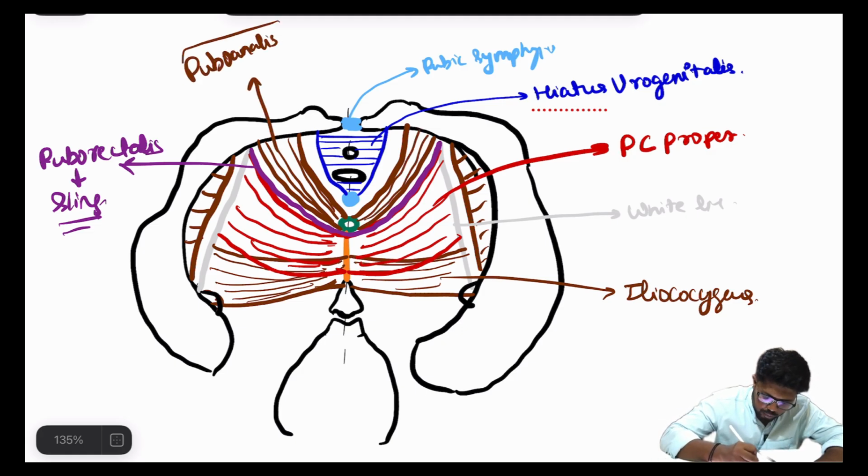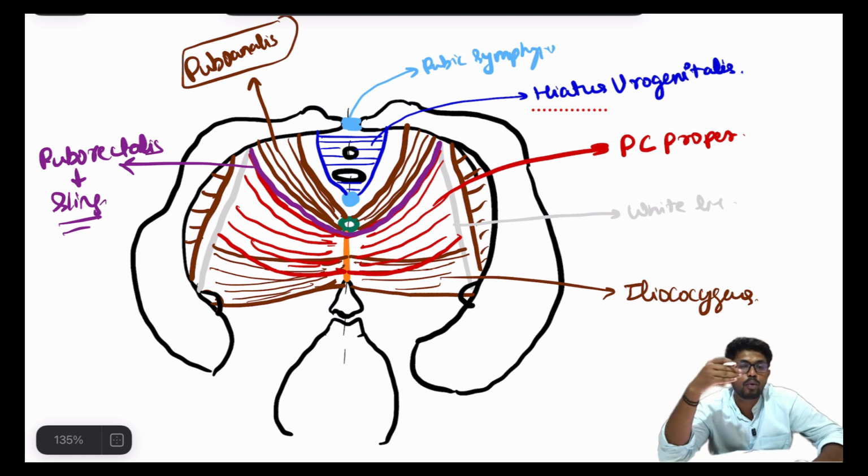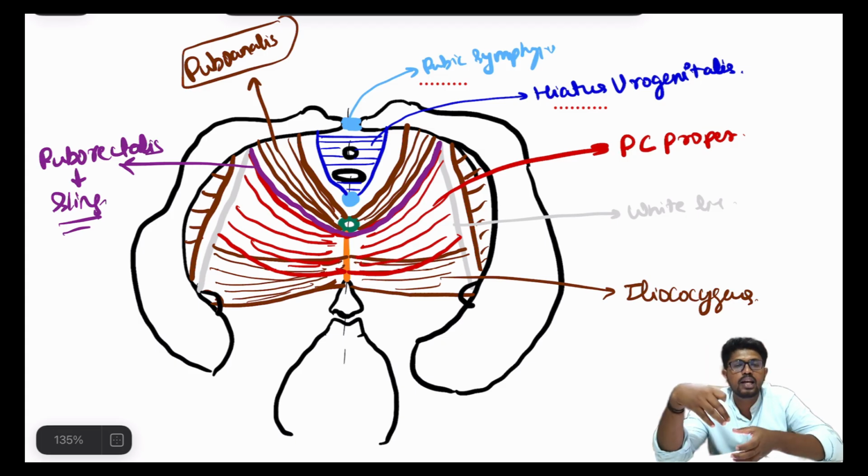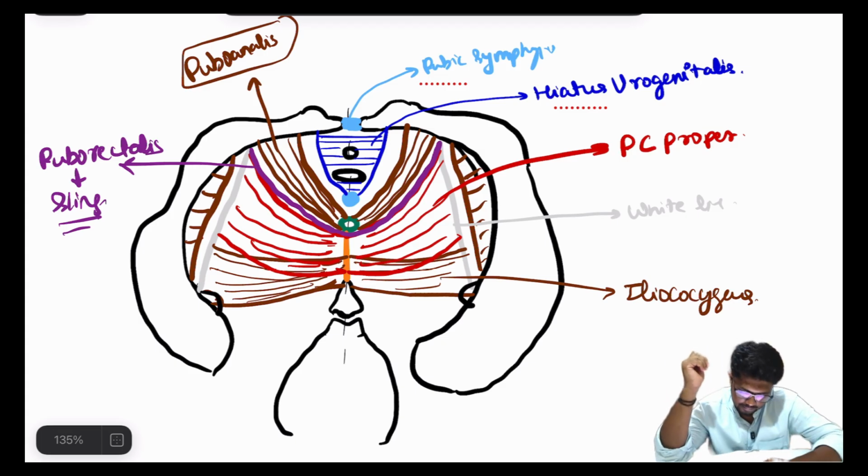So what is the role of this puboanalis? When this puborectalis sling gets relaxed, the anal canal and the rectum will become a straight tube. To become the straight tube, this puboanalis will elevate the anal canal. So in this way, the straight tube is formed and the defecation process occurs.